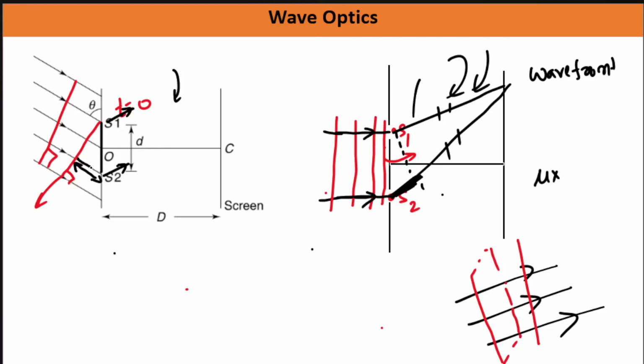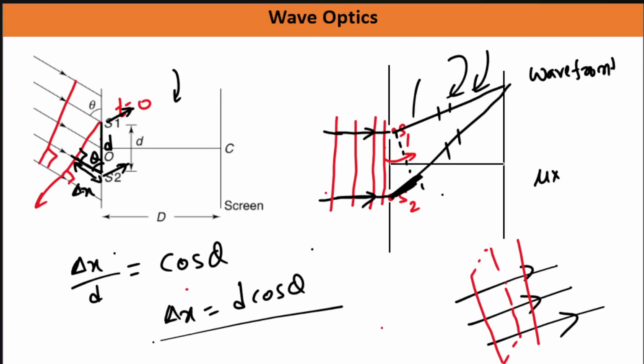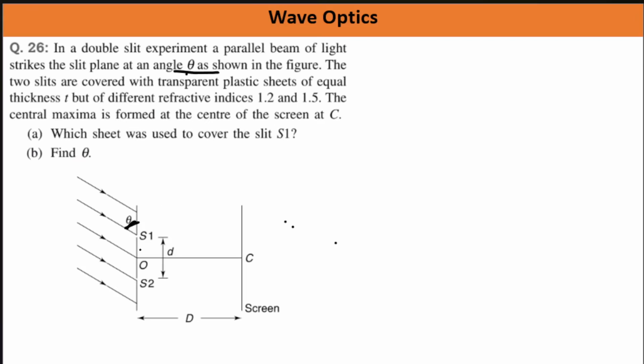Look here. Let's say this is delta x. And how much is this angle? This theta angle is between the slit plane and the direction of light. So this line is the direction of light, this is the slit plane, and this is theta. If you see carefully, this is 90 degrees, this is theta, this is delta x, and this is the slit separation d. So delta x by d will be equal to cos theta. So delta x is equal to d cos theta. So the light already has a path difference. When light comes out from here and from here, they are already sharing a certain path difference, and that is delta x equal to d cos theta. This is the thing. Okay, let us complete the question.